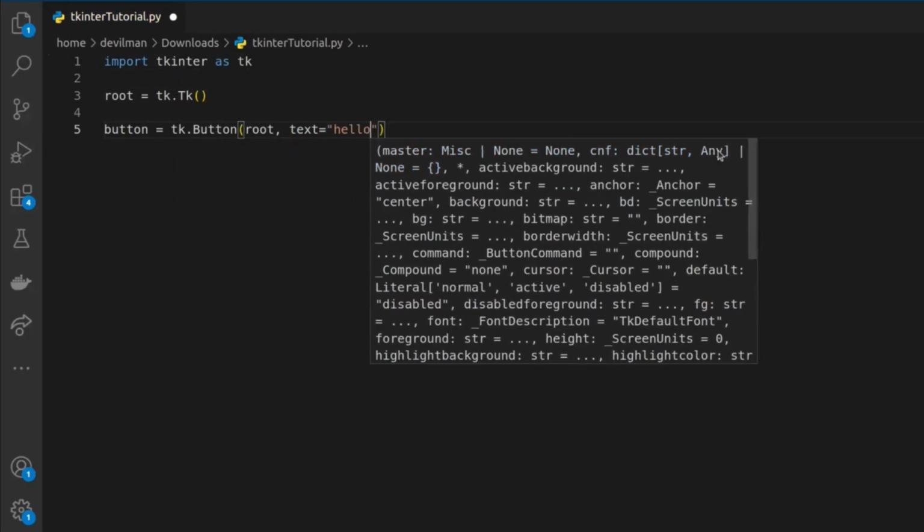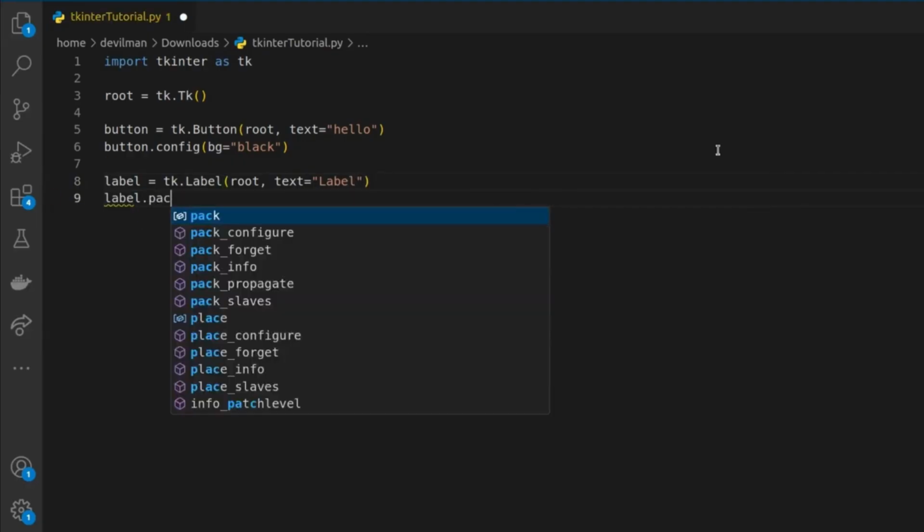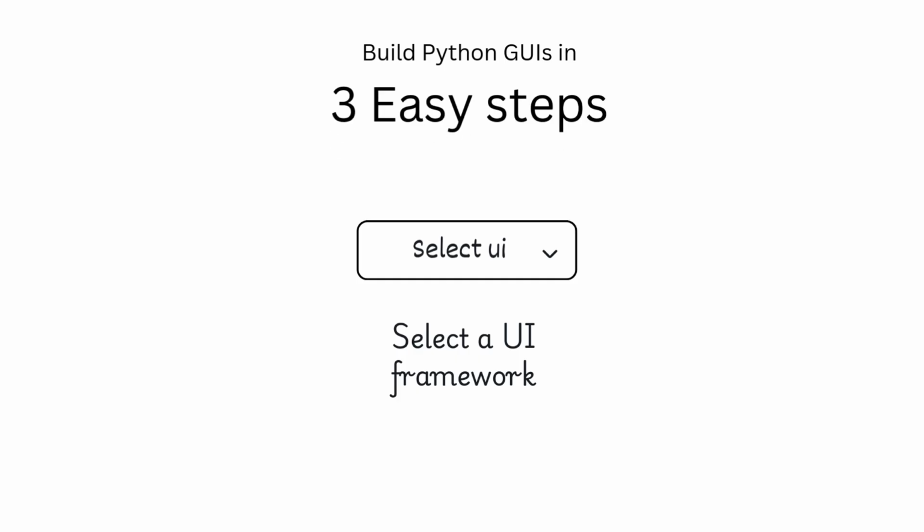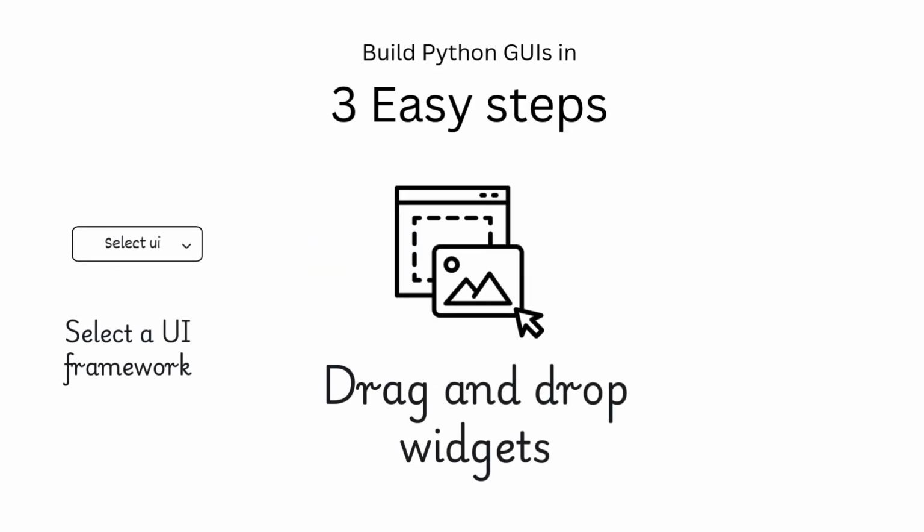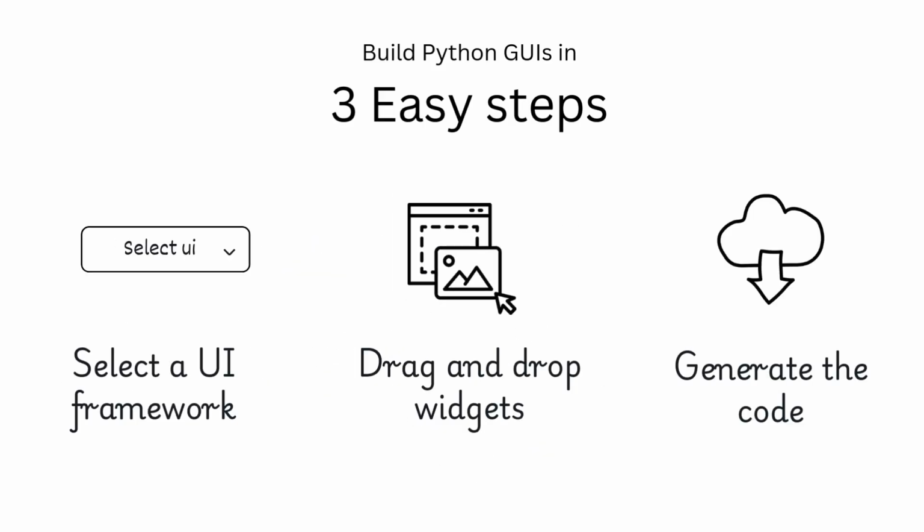Stick around until the end to see how to use this tool and watch me build a complex app in minutes. Using this tool is pretty straightforward. Select a GUI framework, then drag and drop widgets to the canvas, and then export your code.